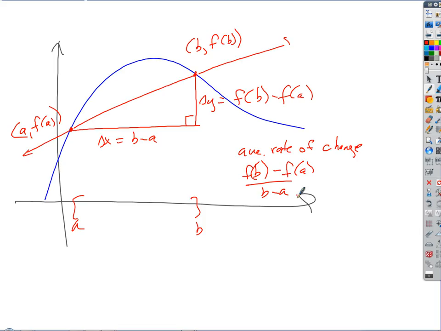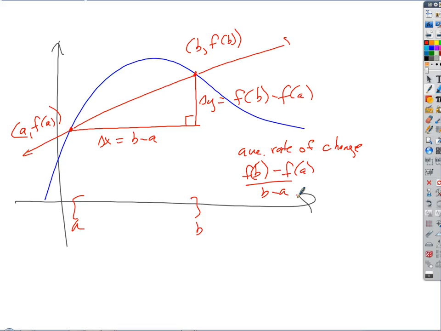It's just total change in the function divided by total change in x, right? Like average speed would be total distance divided by total time. It has nothing to do with how fast you're going at any one particular instant. It's just how fast on average you're going over the whole trip, right?